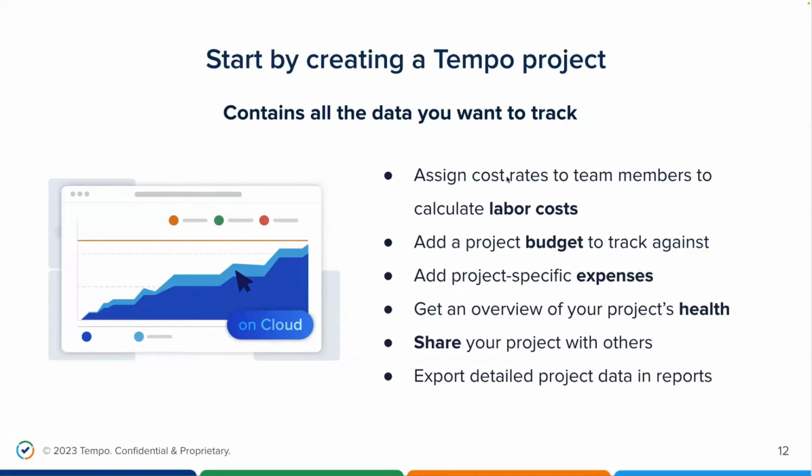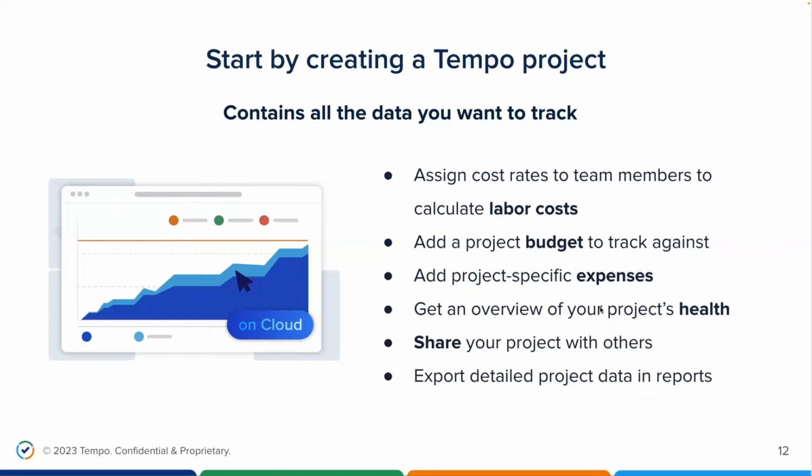These are the kind of things that you need to think about, and I'm going to show you how to do it: assign the cost rates to team members to calculate the labor costs. As I showed you, you can set it with the team role, but you can also go down to the individual team member per project and set that cost, and I'll show you how to do that. You can add a project budget to track against, which is a pretty good thing to know. You can add project-specific expenses, such as equipment or recurring expenses like subscriptions to some apps or even office space rental. Cost Tracker gives you a very visual overview of your project's health.